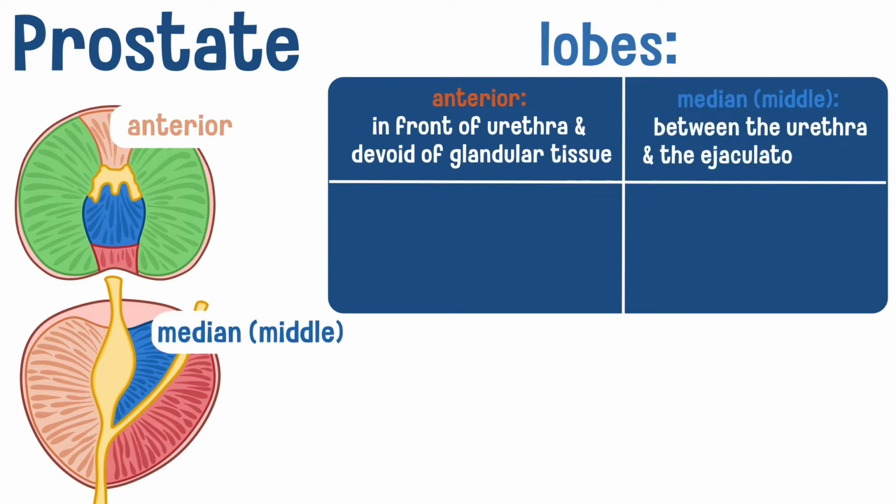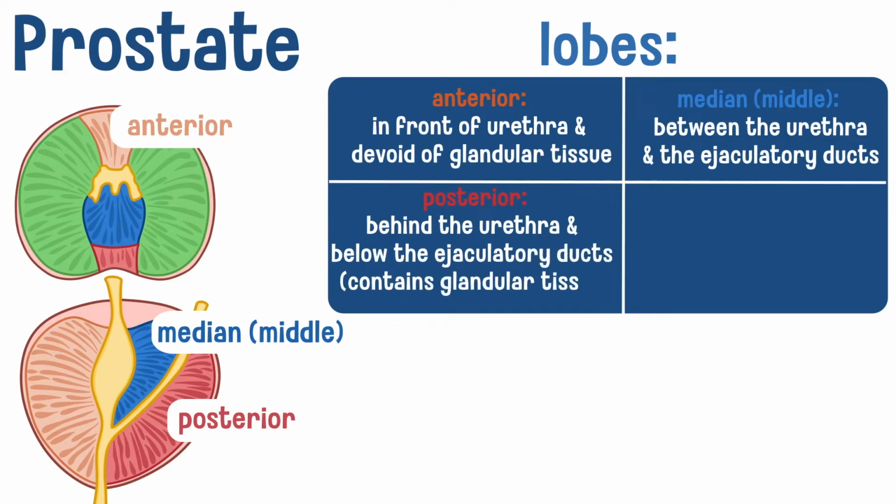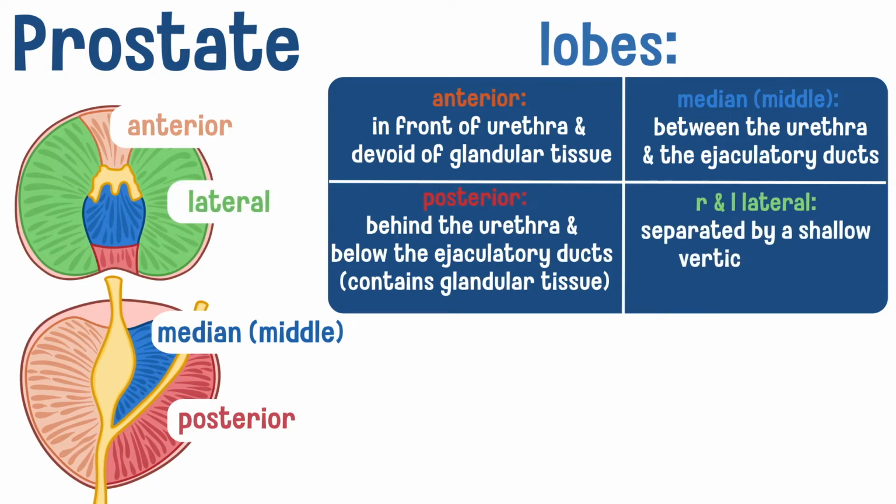The median or middle lobe is the wedge of glands situated between the urethra and the ejaculatory ducts. Its upper surface is related to the trigone of the bladder. It is rich in glands. The posterior lobe is situated behind the urethra and below the ejaculatory ducts and contains glandular tissue. The right and left lateral lobes lie on either side of the urethra and are separated from one another by a shallow vertical groove on the posterior surface of the prostate. Those lobes also contain many glands.